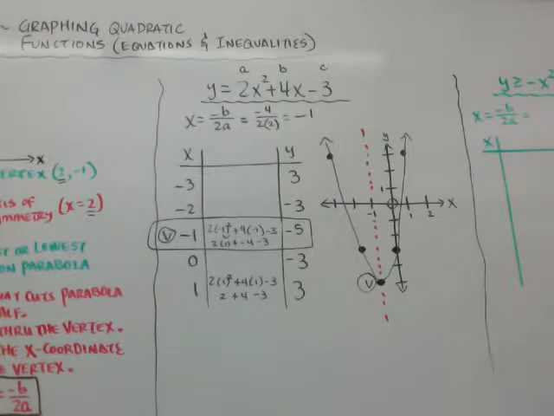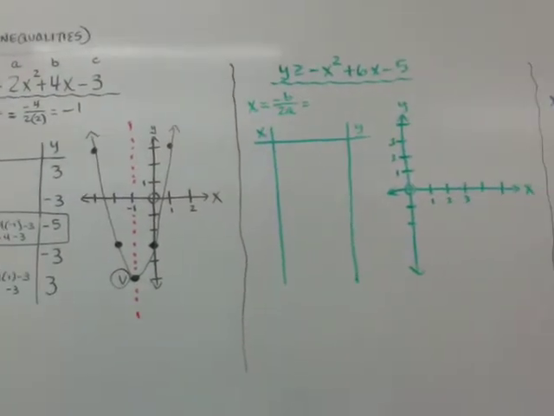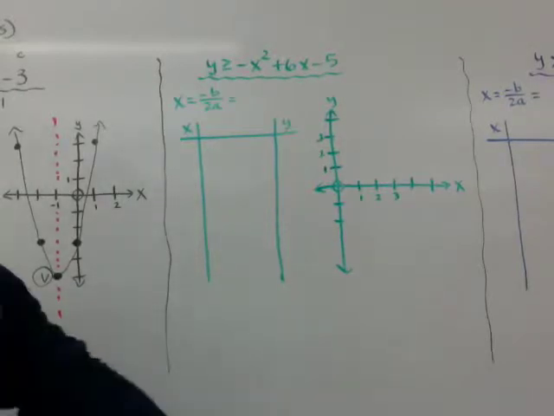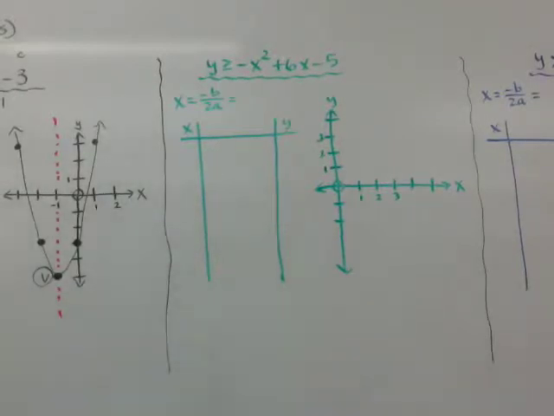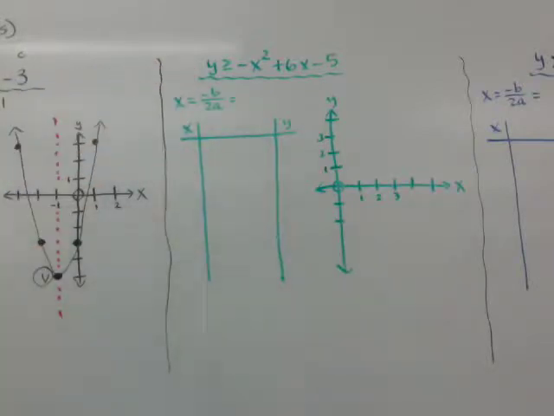I will show you some more examples because it's the same thing as you do an inequality. The only thing is there are 2 extra steps on top of it, but graphing the parabola itself is the same. Okay, so here's my equation, or inequality: y is greater than or equal to negative x squared plus 6x minus 5. First thing I want to do is find my axis of symmetry.